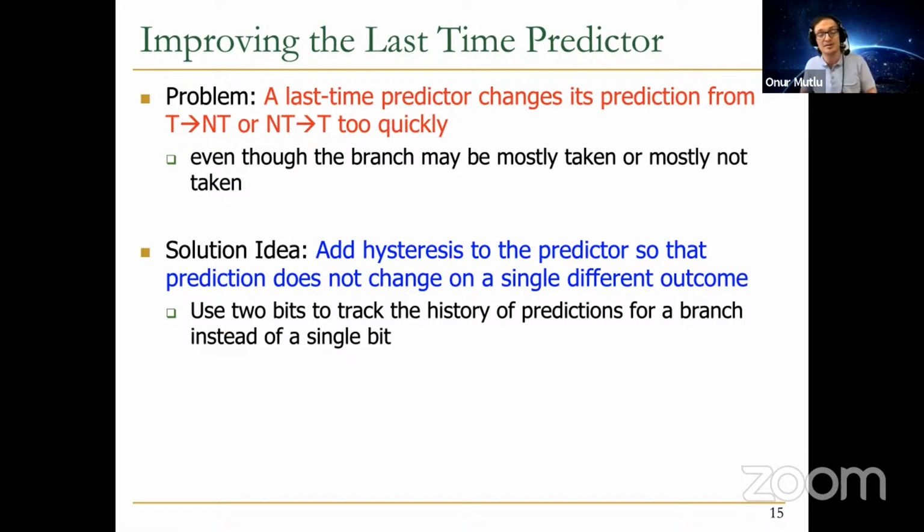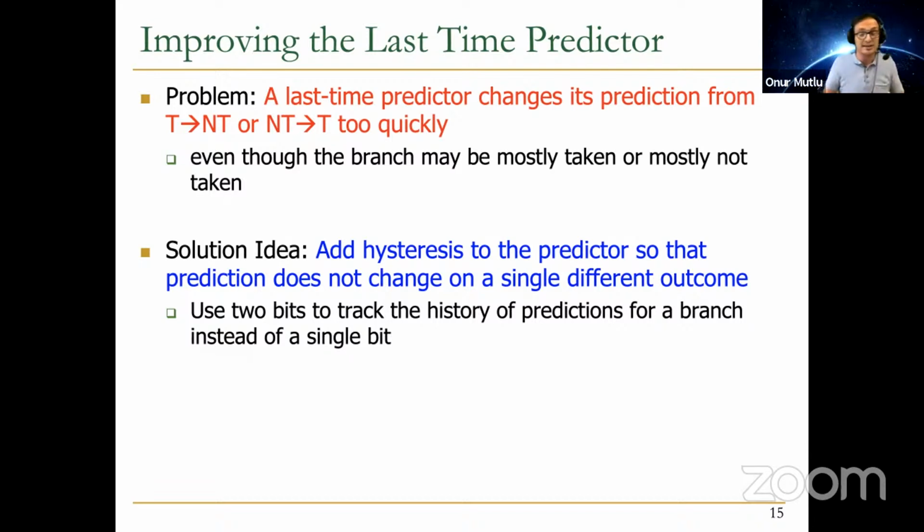If the last 2 outcomes of the branch are consistently, let's say, not taken, then we're going to definitely move into a not taken prediction. If the last 2 outcomes of the branch are consistently taken, we're going to move into a definitely taken prediction. Okay? That's the idea. And as I said, you can generalize the idea.